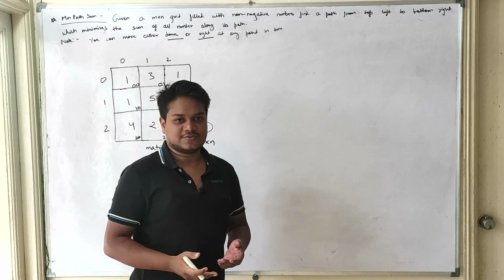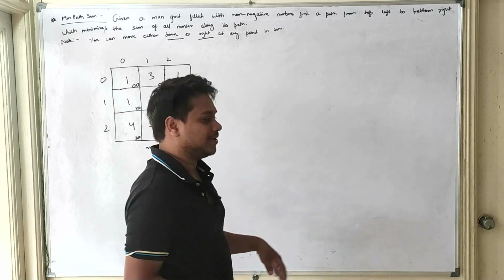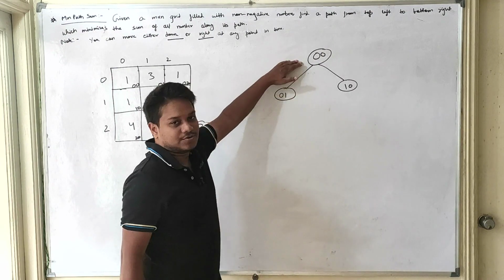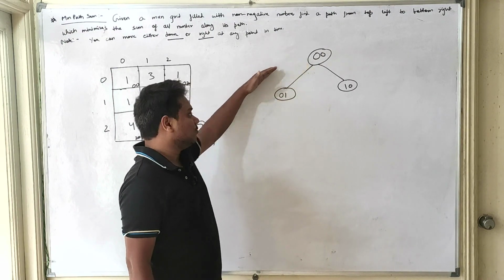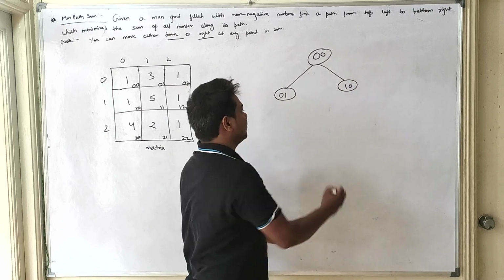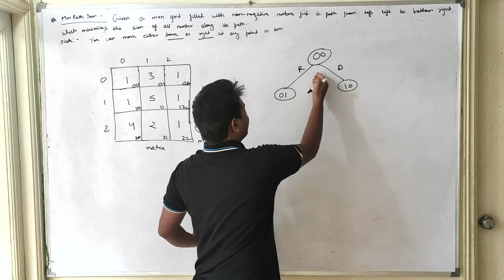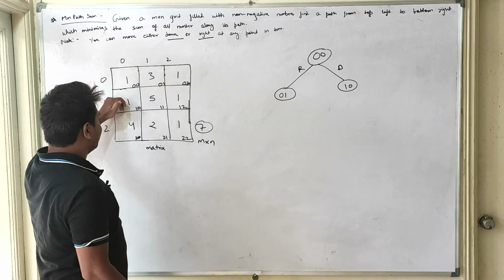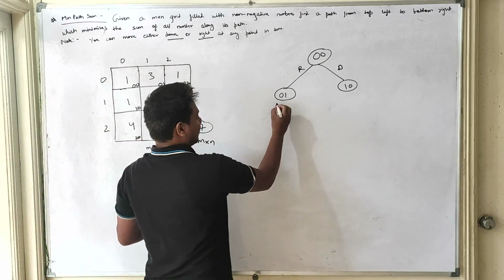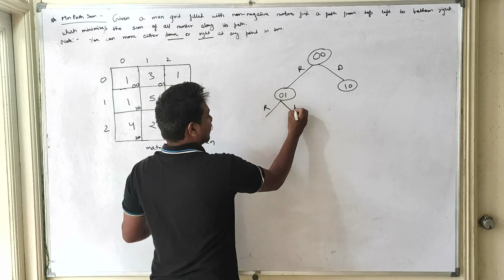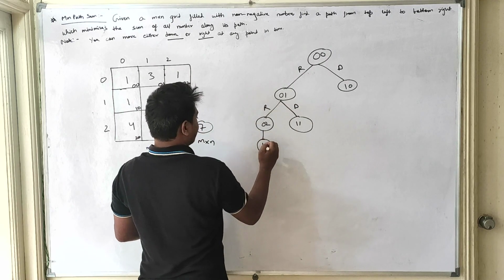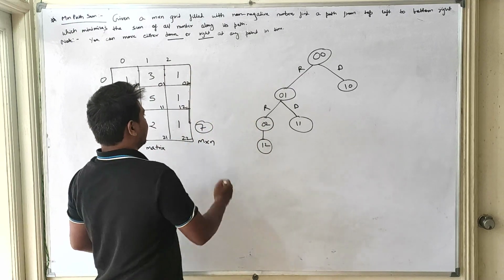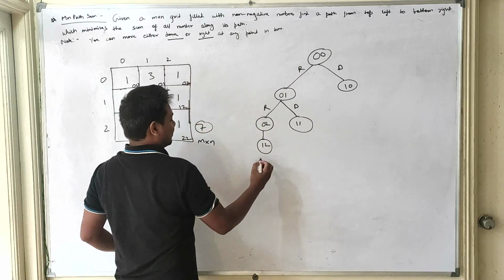So let's quickly draw the state space tree for this matrix. So with 0 0 we have the option either to move right or down. Okay, so if we move right we'll reach this cell. If we move down we reach this cell. Again we have the option to move either right or down, but from 0 2 we cannot move right, we can only move down because we'll cross the boundary of the matrix in this case.